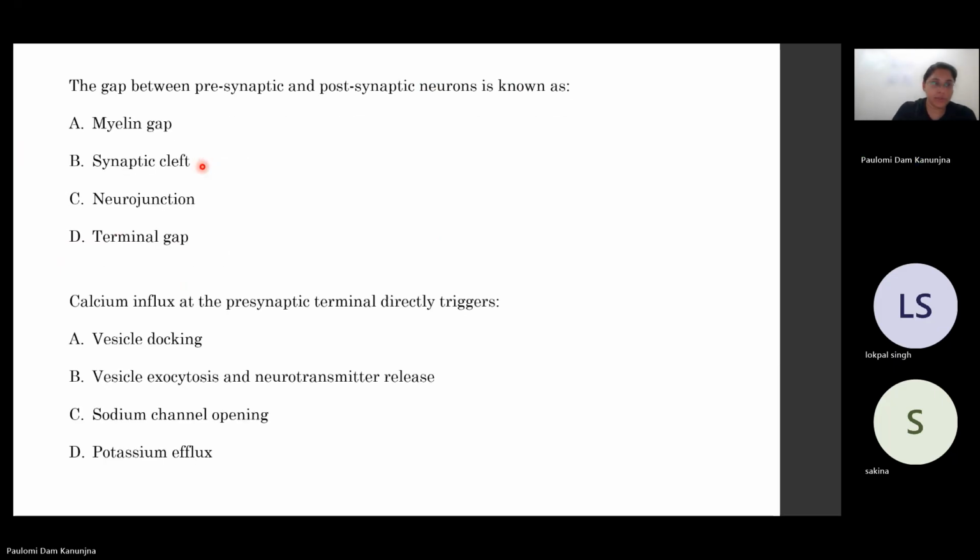Okay. Now this is about the last topic, which is transmission at the synaptic junction. So what is the gap between presynaptic and postsynaptic called? And here you have calcium influx, which is basically doing what?